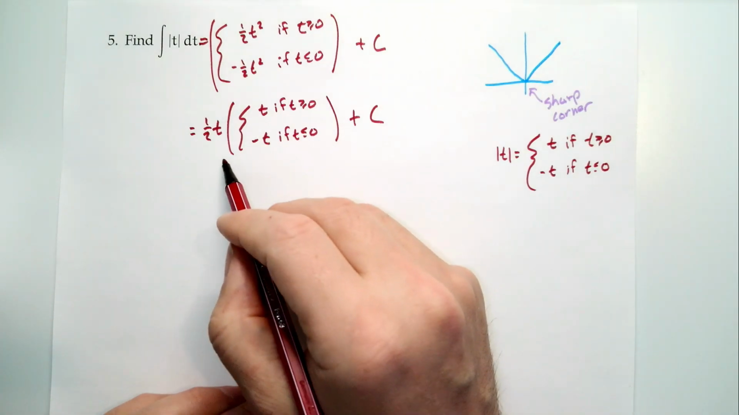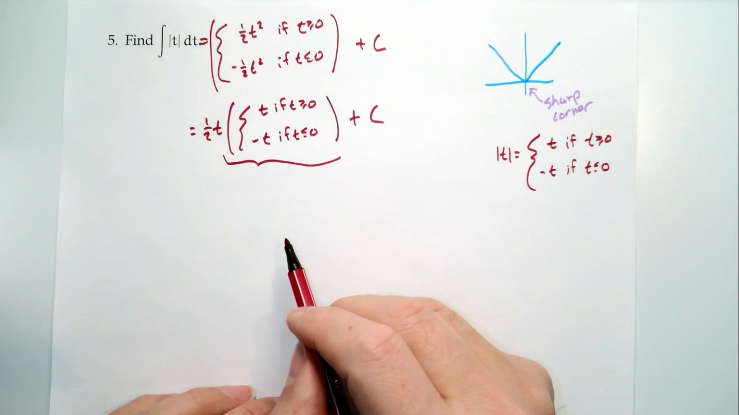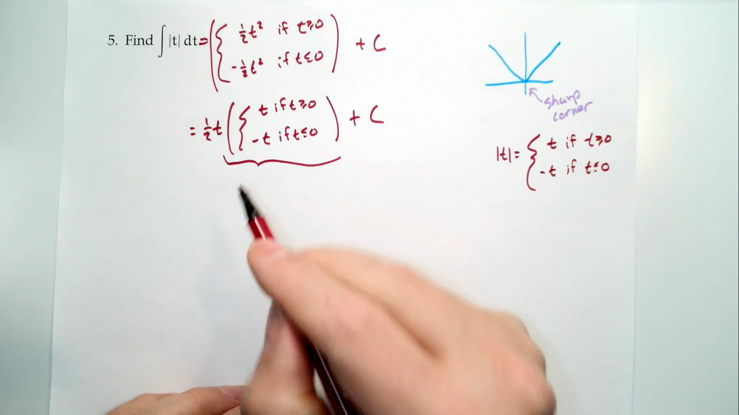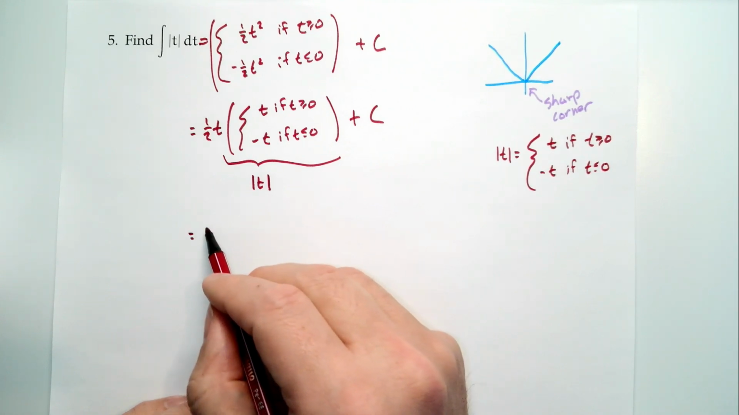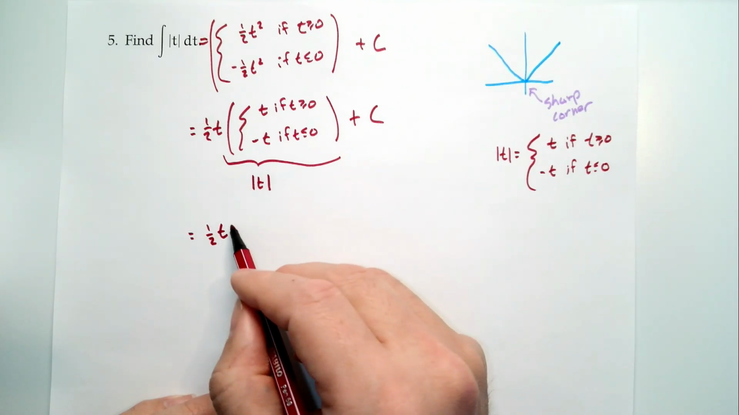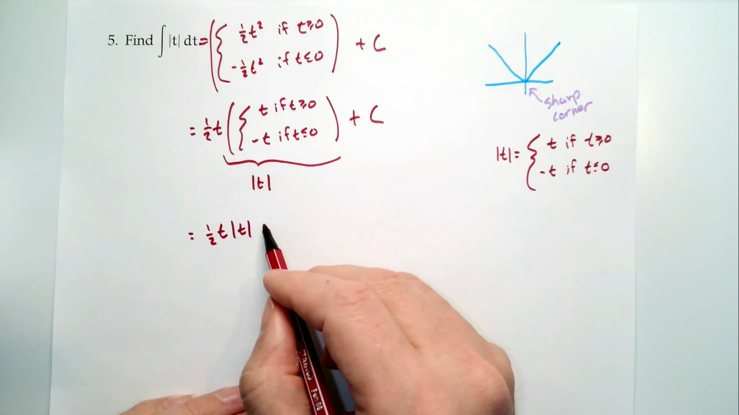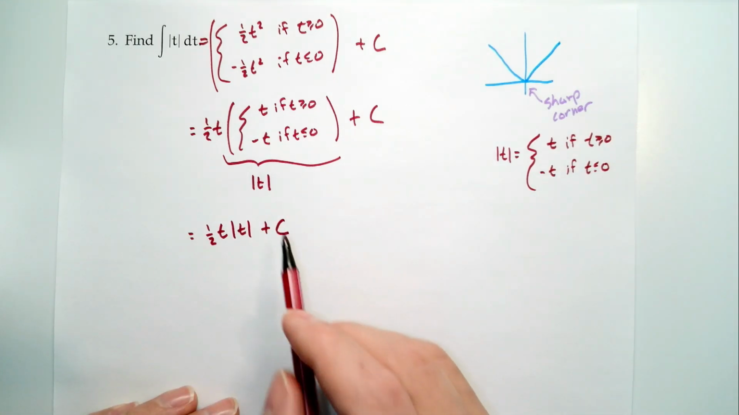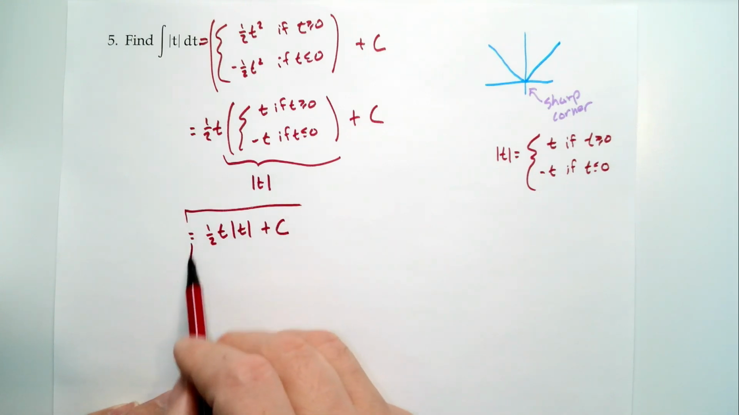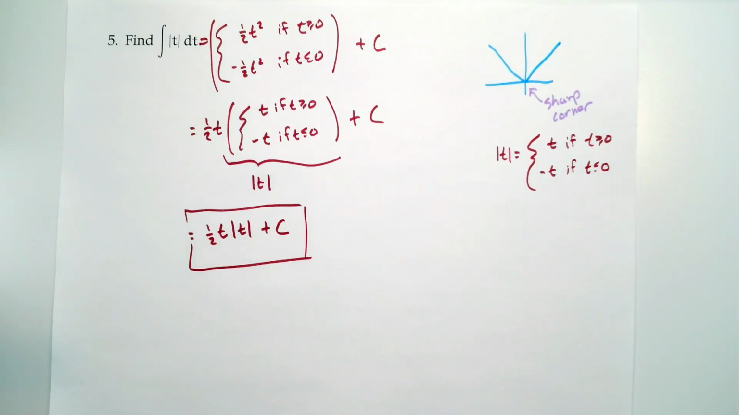And now we say, hey, this part is familiar because it's exactly that. That's absolute value of t. So we get 1/2 t, absolute value of t, and then plus a constant c. And there's our antiderivative. And that's it. So it's not meant to be hard.